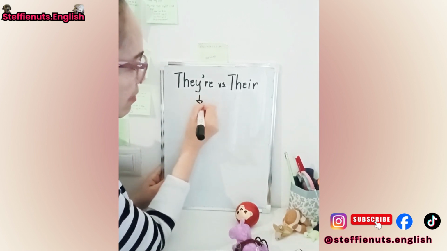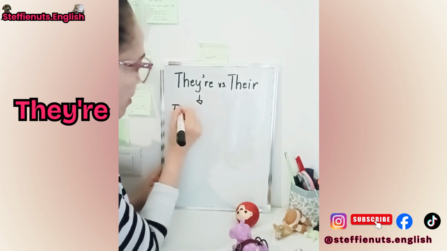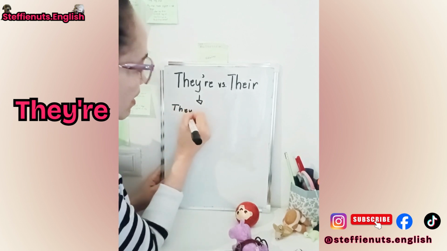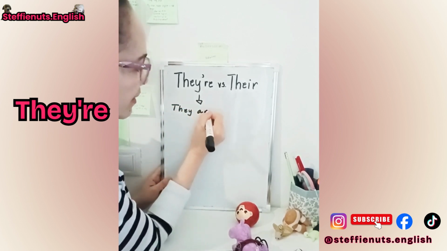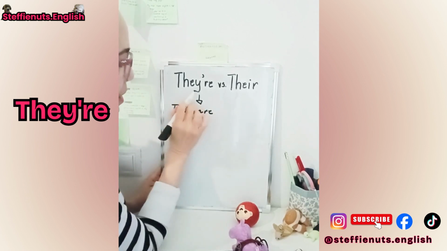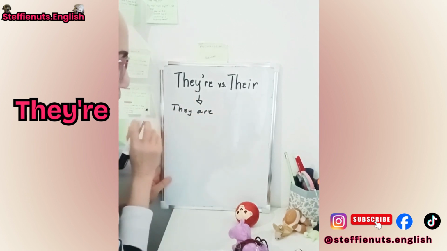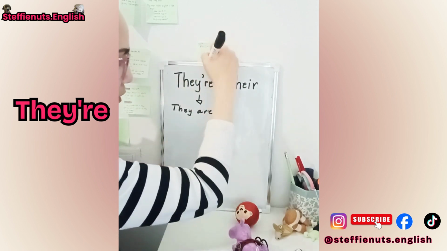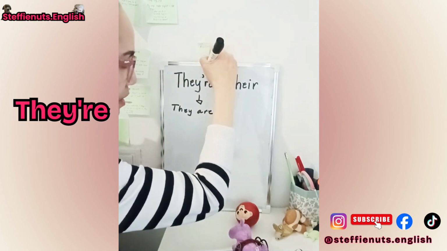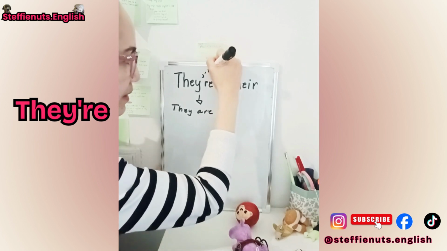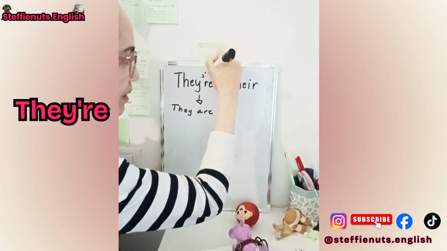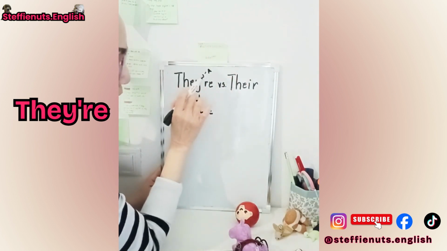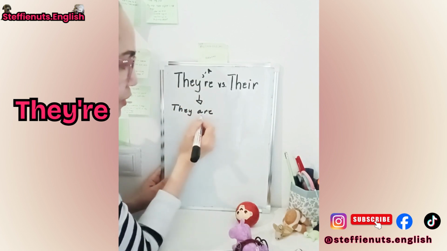There means they are, okay? There means they are. Do you see this apostrophe here? This is actually letter A. Okay? This represents letter A from the word are.